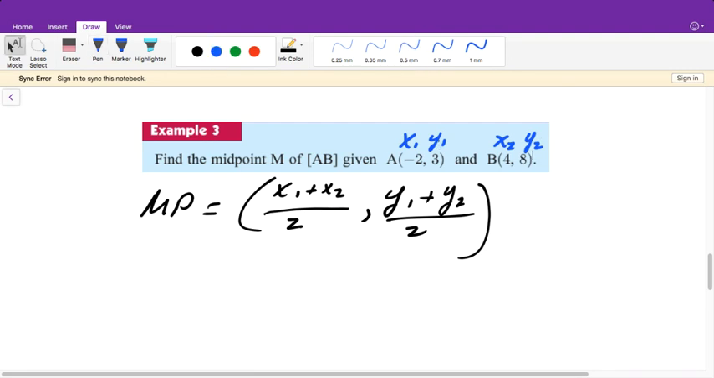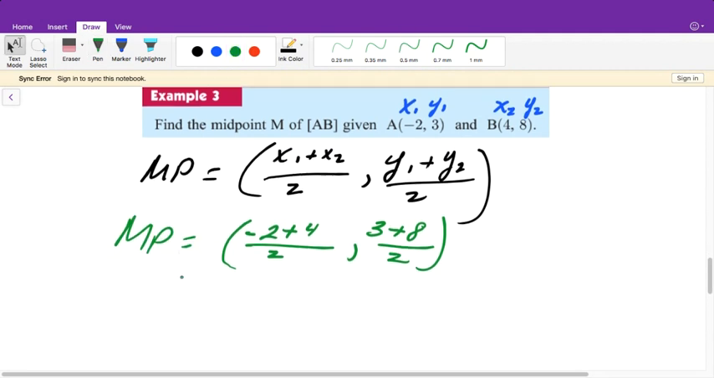But since I chose this to be my x1 and y1, I'm now going to plug it into my formula. So it's going to be equal to my x1, -2, plus my x2, which is 4, divided by 2. My y1, which is 3, plus my y2, which is 8, divided by 2.